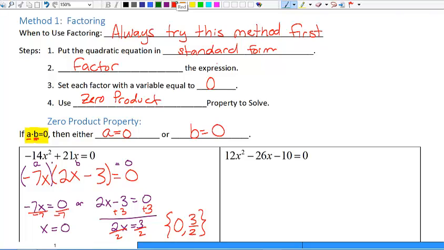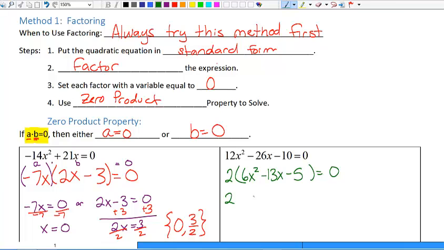On the next problem, step 1 says put it into standard form, and it is. Step 2 says to factor the expression. I always try a GCF first, so let's see if I can find a GCF here. It looks like I have a 2. 6x squared minus 13x minus 5. Now I still can factor that inside with just the 2 keep coming down.